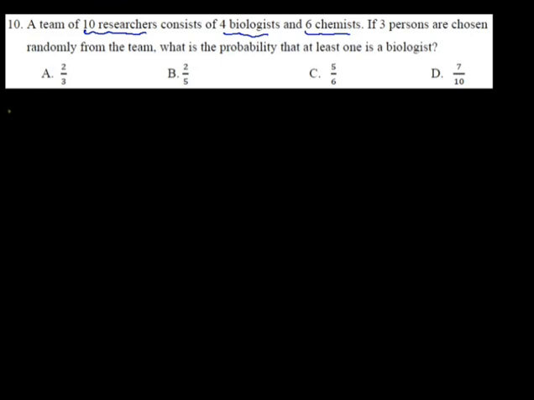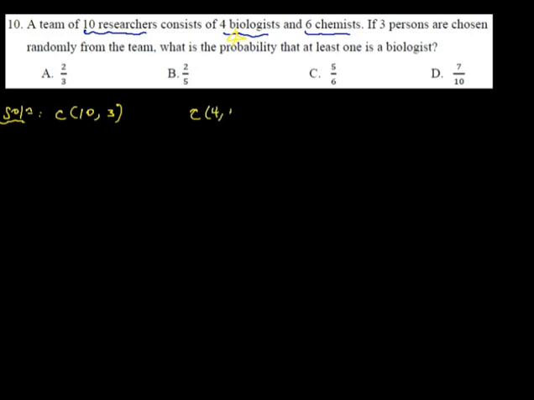Here, the number in the group is 10. Out of this group of 10, we want to select 3 people randomly, and the question is, what is the probability that at least one is a biologist? Out of these 4 biologists, what is the probability of selecting at least one biologist? Meaning that there are 4 biologists in the group.